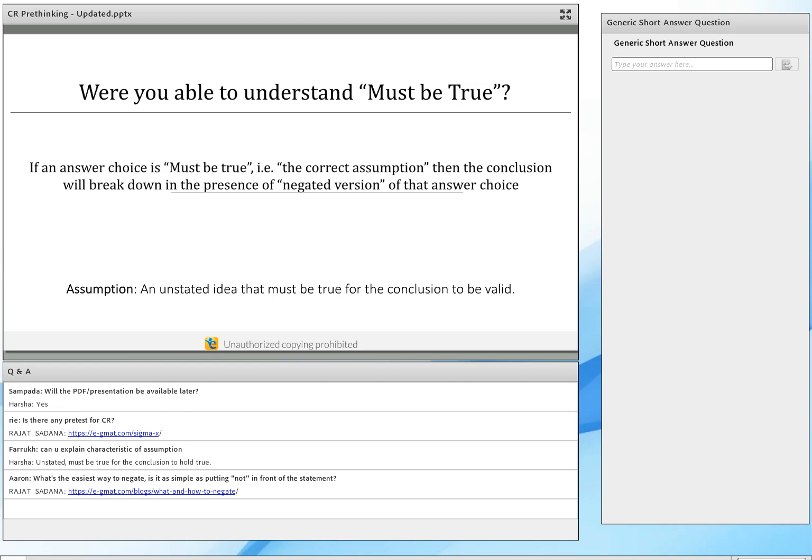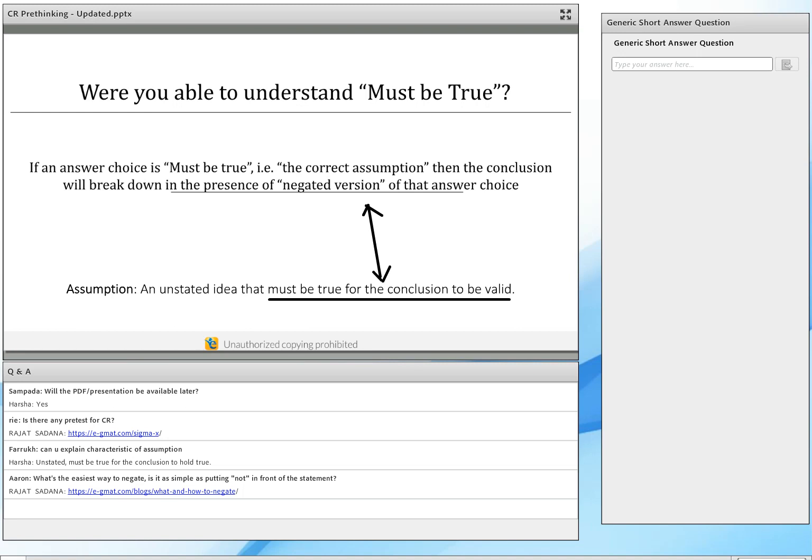If an answer choice is a correct assumption, meaning it must be true, then the conclusion will break down in the presence of the negated version of that answer choice. Why? Because an assumption must be true for the conclusion to hold valid, which means that in the presence of that negated version, the conclusion will break down. That really stems from this must-be-true definition. It's a one-to-one relationship.